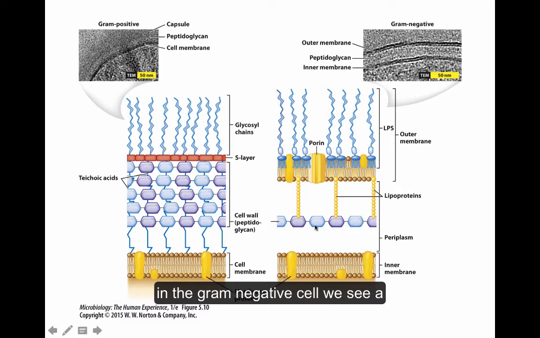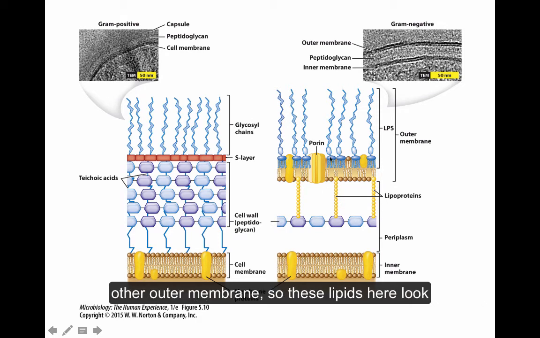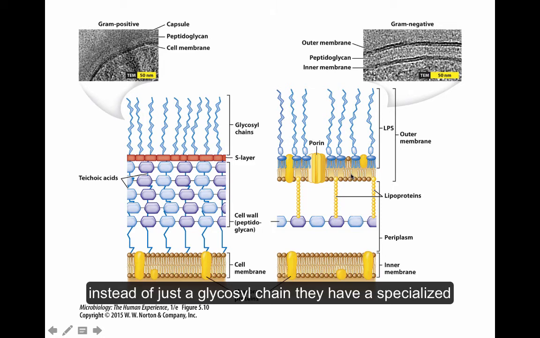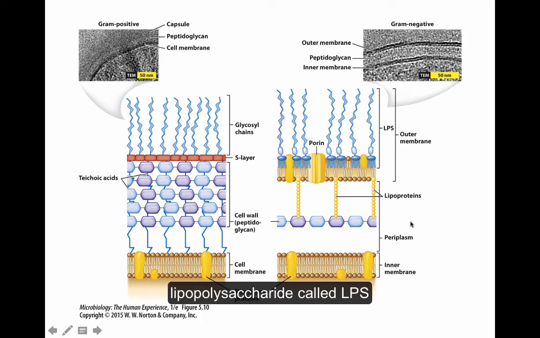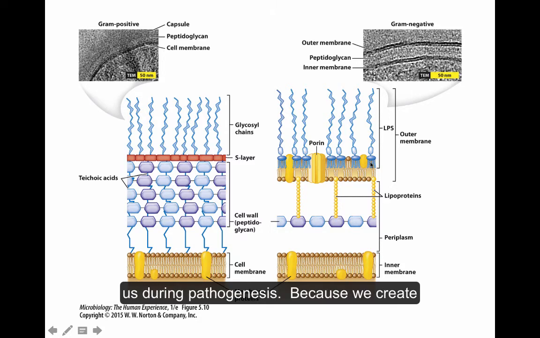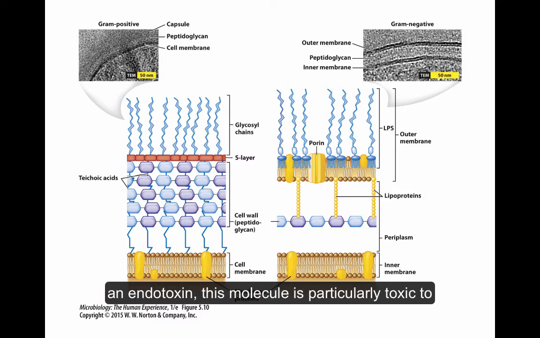In a gram-negative cell, we see a thin layer of peptidoglycan, and outside of that, we see this other outer membrane. So these lipids here look a lot like the lipids found in the inner cell membrane, but there are some important differences. Instead of just a glycosyl chain, they have a specialized lipopolysaccharide molecule here called LPS. This particular molecule turns out to be incredibly important to us during pathogenesis because we create an enormous inflammatory response to LPS, and so we call this an endotoxin. This molecule is particularly toxic to our bodies.